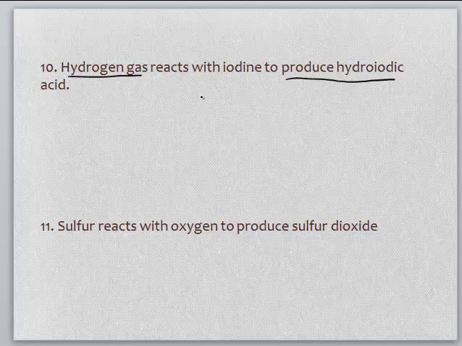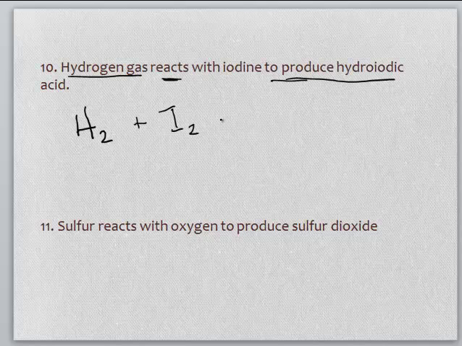Okay, hydrogen gas reacts with iodine. So the first thing you want to remember is that hydrogen is a diatomic, so you put a subscript of 2 behind the hydrogen. Reacts with, remember that's the positive sign, and iodine also being a diatomic, so it gets a subscript of 2. To produce, that means that's where we put the arrow, and then hydroiodic acid, hydro being H, and then the iodic acid being I. So what you're doing is writing these formulas based on what we learned about writing formulas.